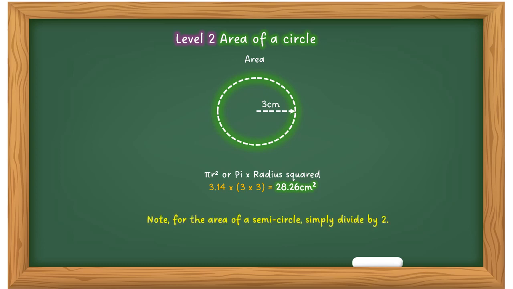Now note, for the area of a semicircle, just simply divide by 2. I often get caught out forgetting that you do that for a semicircle. Same formula, but just divide by 2.